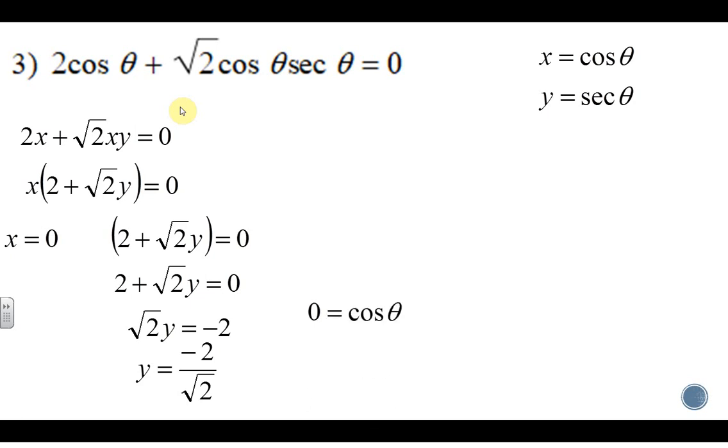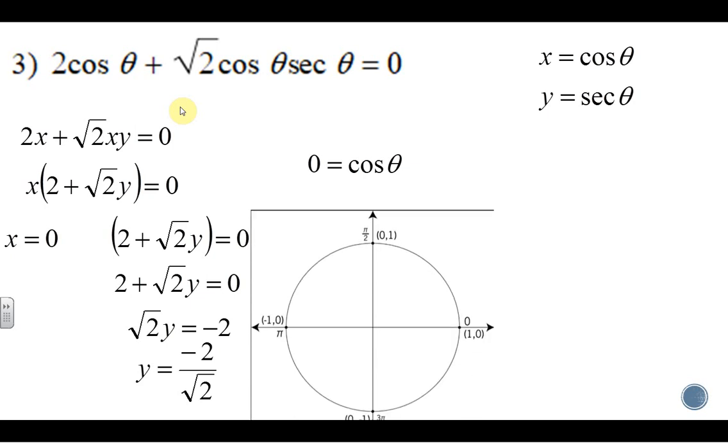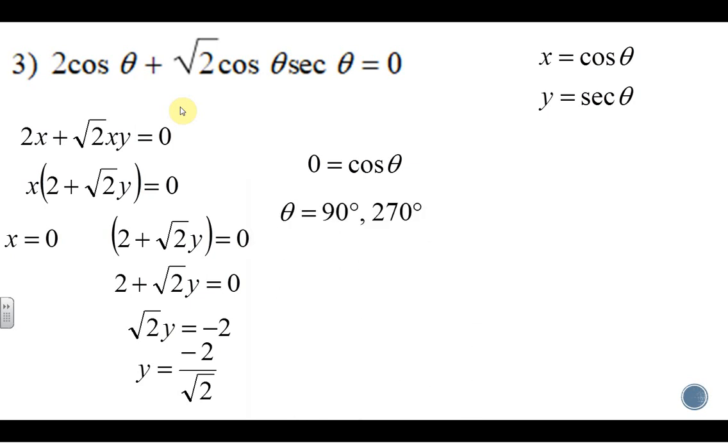Okay, so now let's go back to, remember, your x was cosine, y is secant. So where is the cosine 0? 90 and 270. Boom. All right. Where is secant theta equal to negative 2 over radical 2? Well, we have to do a little bit.